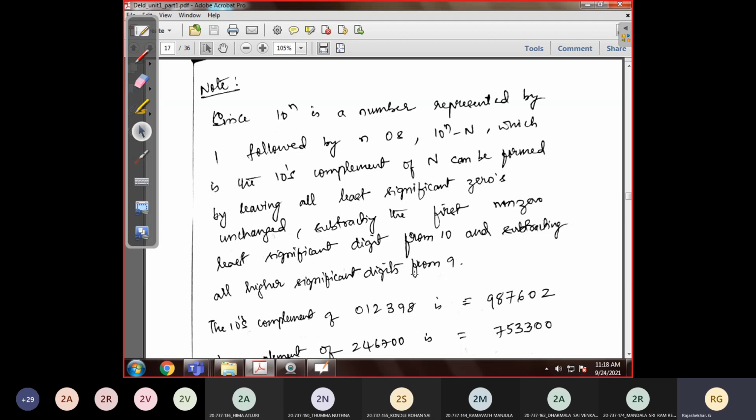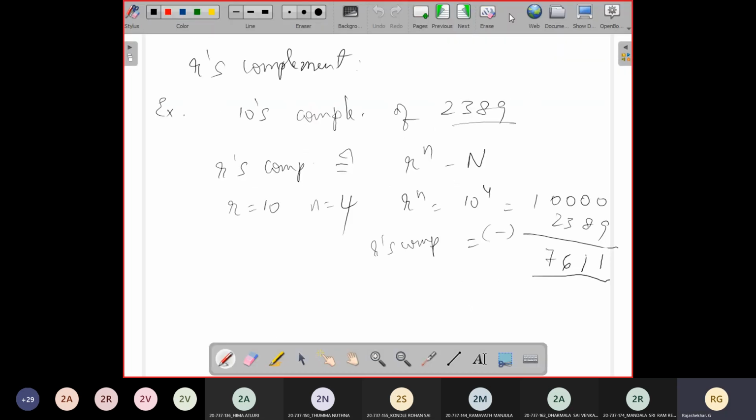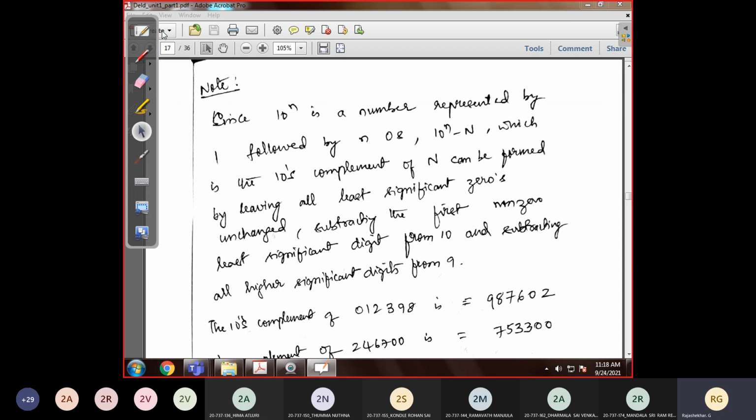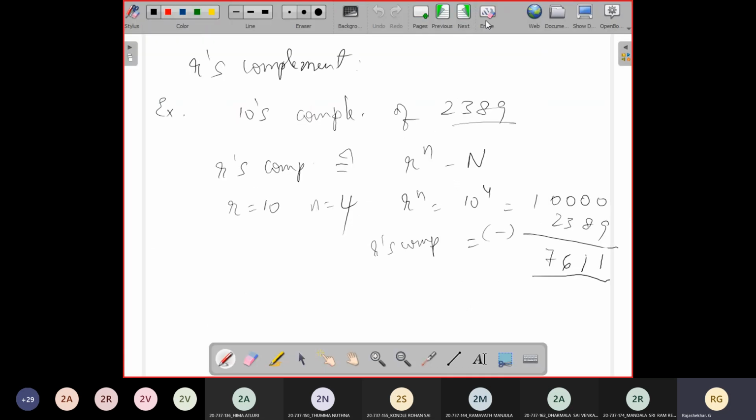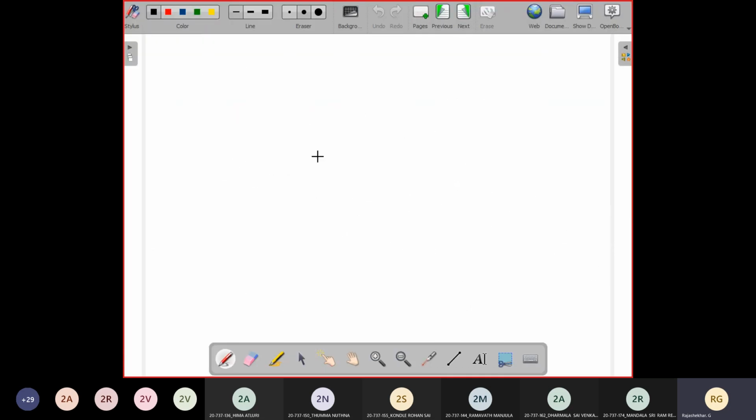from 9. As an example, let us work out the tens complement of 0, 1, 2, 3, 9, 8, just to illustrate the shortcut of writing it. This is the number which is given to you. And how do you write the tens complement directly?